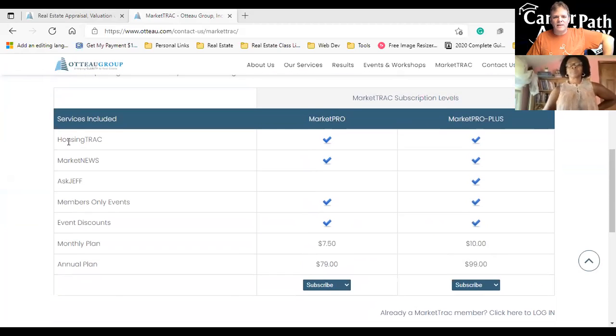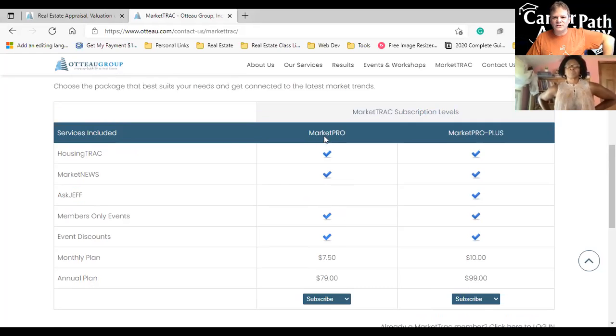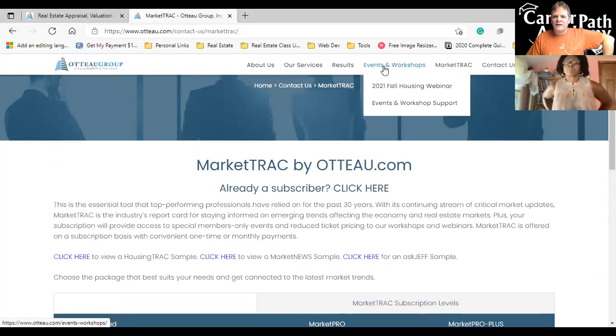So anyway, here's that Market Track, which gives you those regular updates. You could just sign up for the news from him with the regular updates, or you could do an annual plan. The guy's name is Jeffrey Ottawa, and you could ask him questions. It's $99 a year, and it's tax deductible. It's a business expense. You could ask the appraiser directly questions about valuations and such, so it's a pretty good thing to do. But the 2021 housing webinars are coming up, and he's going to be having another. Usually they only do it once a year, but I think they're doing it twice this year.